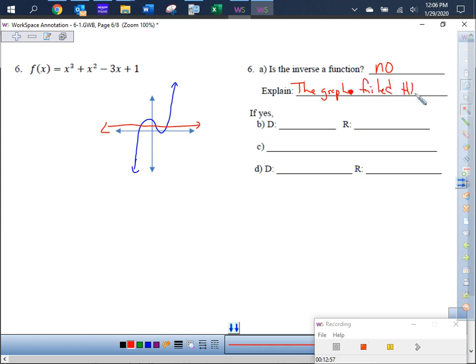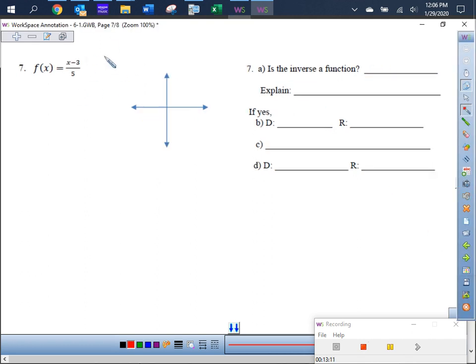So always talk about the graph, don't just say it. So the graph failed the horizontal line test. Then if you say yes to part A, you do all this other stuff, dude. We say no, so it's not happening, right? This, we're done. That's nice. So we'll do the next guy.